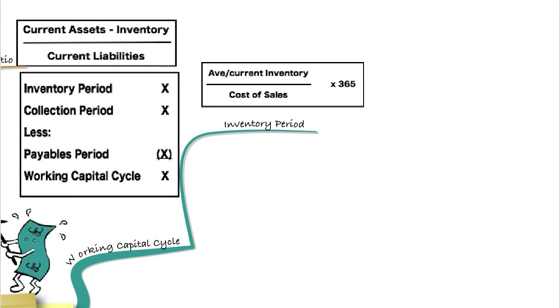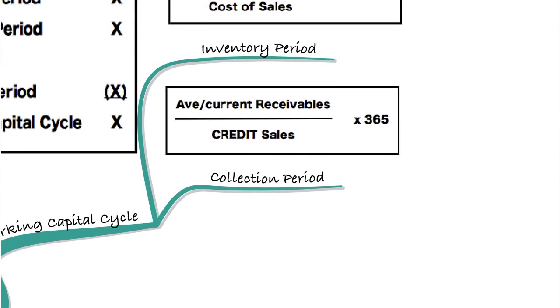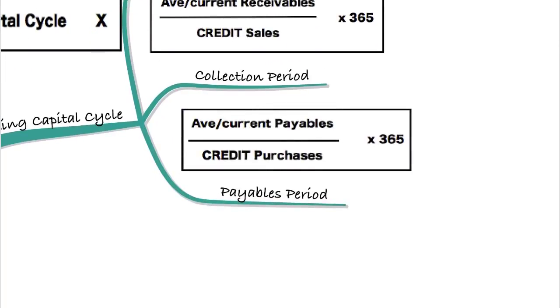To calculate each of those, we had our inventory period, which is our inventory over our cost of sales times 365. Our collection period, which is our receivables over our credit sales, making sure it's credit sales times 365, because remember, cash sales will just be given the money instantly. And payables period is our average or current payables over our credit purchases times 365.